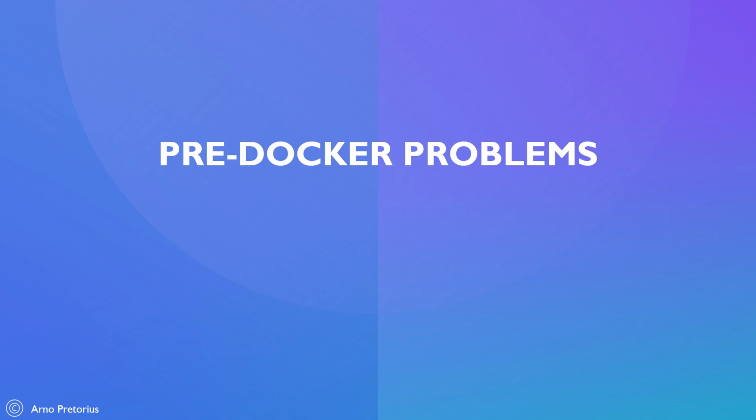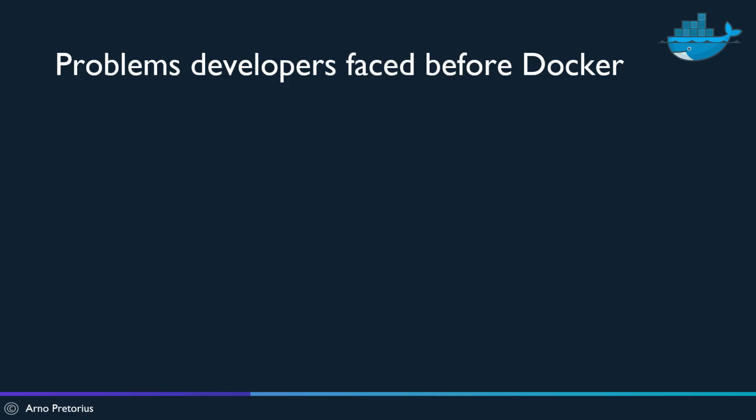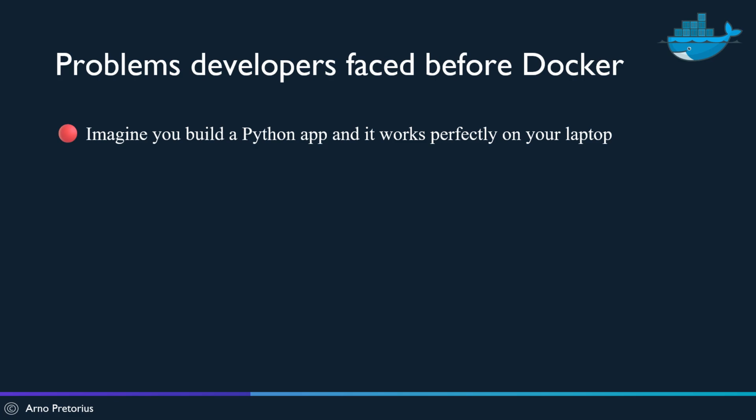All right, so now let's go deeper and look into pre-Docker problems. So to be specific, we're now going to look at the problems that many developers would have faced before Docker or without using Docker. So let's take a look at a common use case. So imagine that you have gone ahead and decided to build a Python app, and it works perfectly in your laptop or your desktop. Perfectly fine, no issues whatsoever.